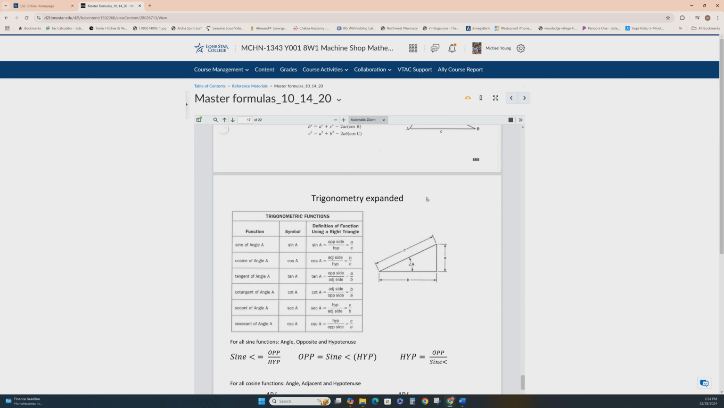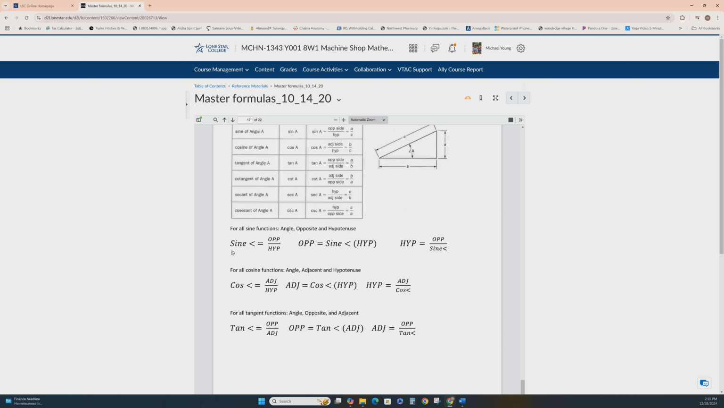Okay, trigonometry expanded, aka Uncle Mikey's trig for poets. I've rearranged all this stuff for you algebraically. Merry Christmas. Aren't I a nice guy? So you don't have to algebraically rearrange this. If you need to use the sine function and you need to find sine, you've got opposite over hypotenuse. There it is. You need to find the opposite and you got to use sine. Well, there it is, sine times the hypotenuse. If you need to find the hypotenuse and you got the opposite and you got the angle, then take the sine of the angle, divide it into the opposite side, and there you got the hypotenuse. Same for cosine and tangent, okay?